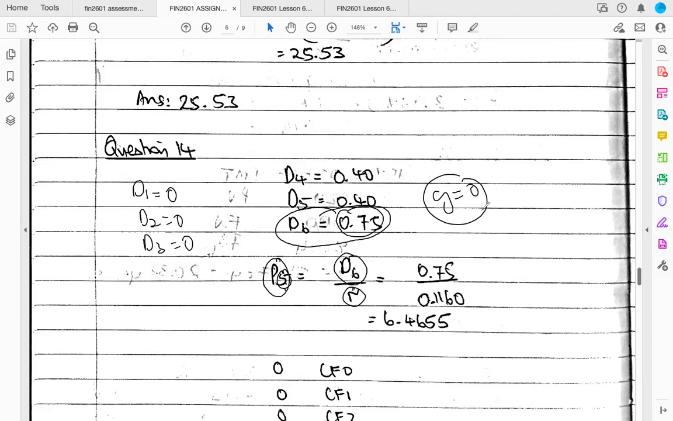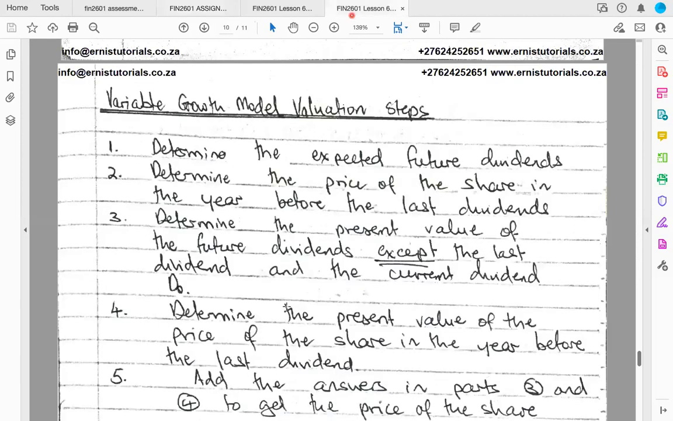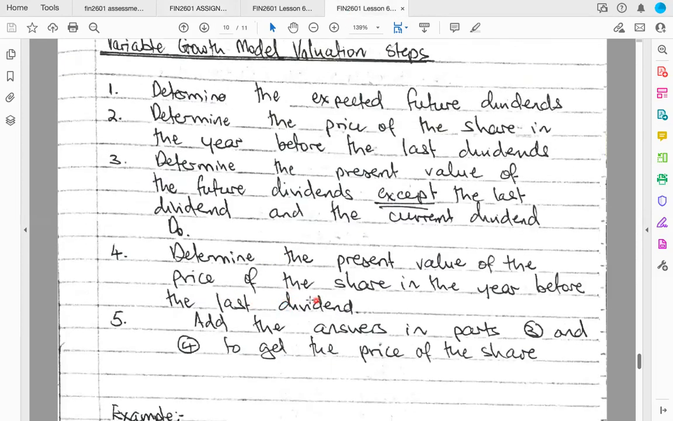And when our growth rate is 0, it means we just take this dividend of 0.75 and divide it by the required return to get the price of the share in the year just before the last dividend, right? Because our growth rate is 0, we don't have growth, minus g, and g is 0. So we just take our dividend divided by the required return. So that's the second step. We determine the price of the share in the year before the last dividend, and then we get 6.4655, right?